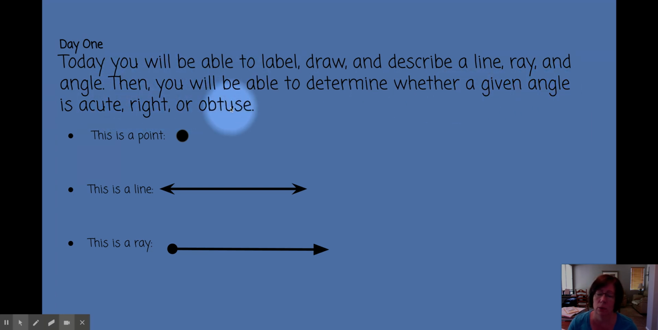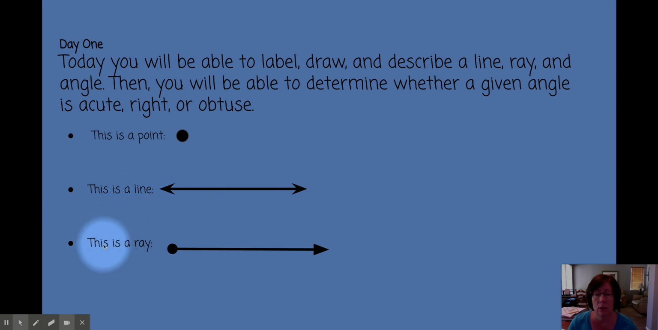The first vocabulary word is point, and here's a picture of a very large point, a dot that is showing an exact location in space. The second is a drawing of a line, and a line has an infinite number of points on the line, and a line continues going in both directions indefinitely, just goes on and on.